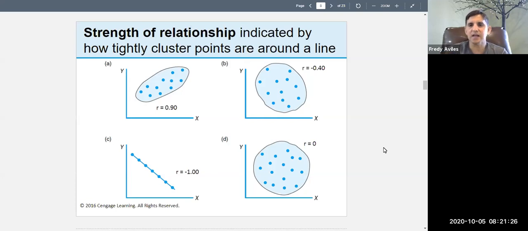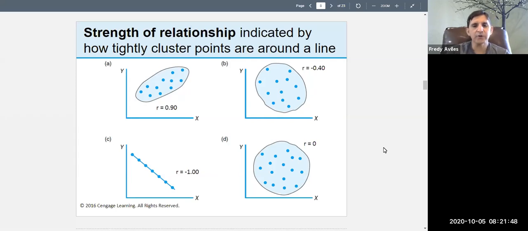And you can see that at negative 0.40, the points are a little bit more scattered, okay? But the relationship is negative. So it's not as strong as 0.9 because it's closer to 0, okay? But the relationship is negative. You have a negative slope there, okay?